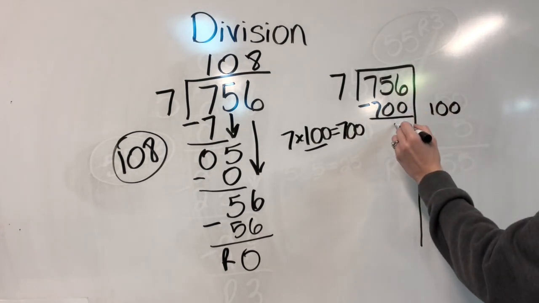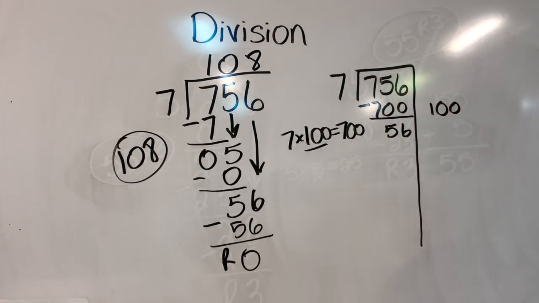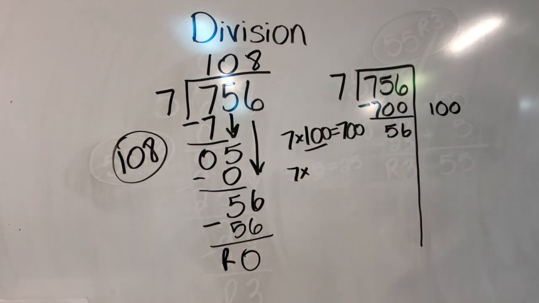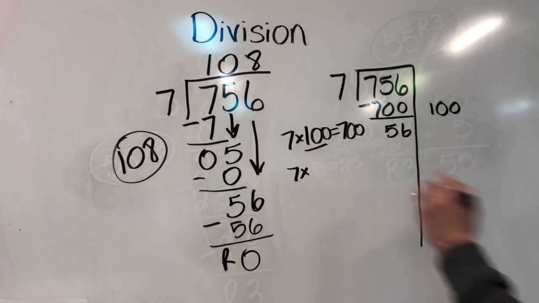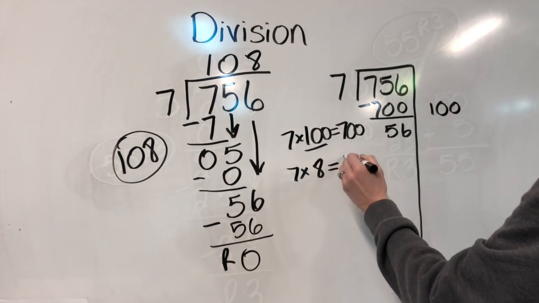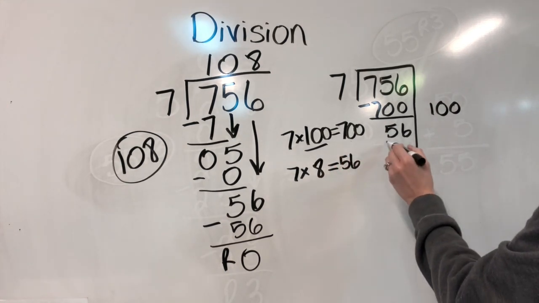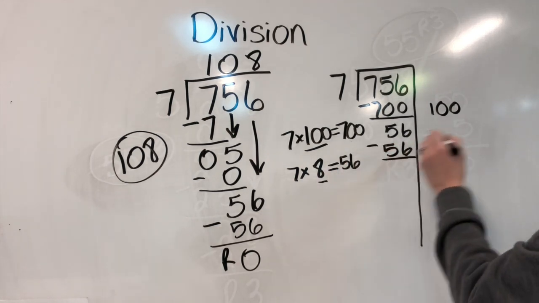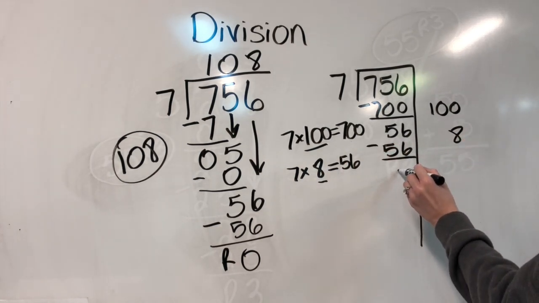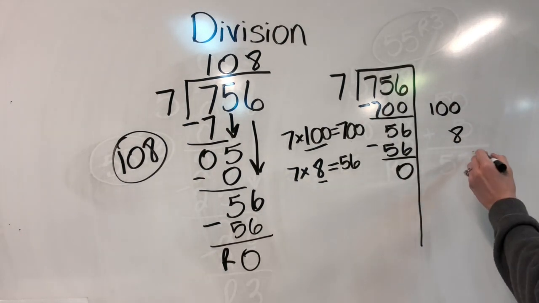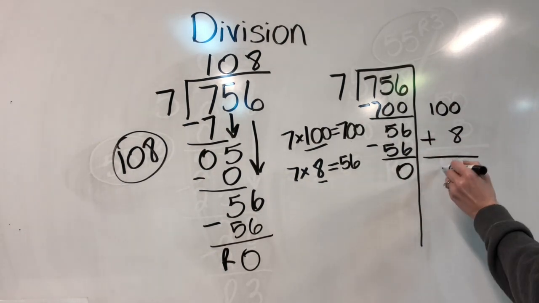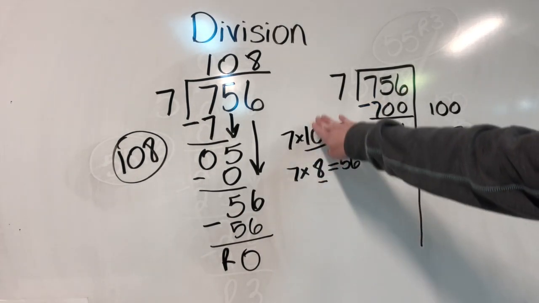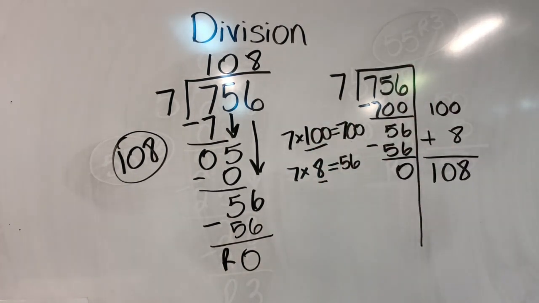So if we subtract it, we get 56 left. 7 times what gets closest to 56? Right, 7 times 8 equals 56. So we put 56 under the 7 and 8 over to the side. We get 0 when we subtract, and we add this together to get 108. Again, you could use different numbers here, but that's the easiest way to solve it.